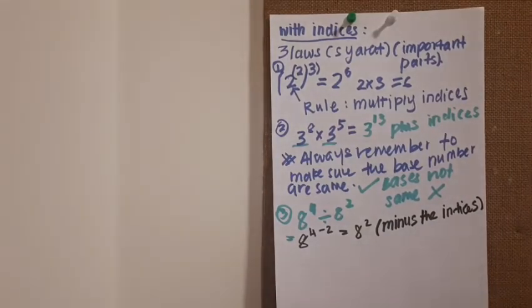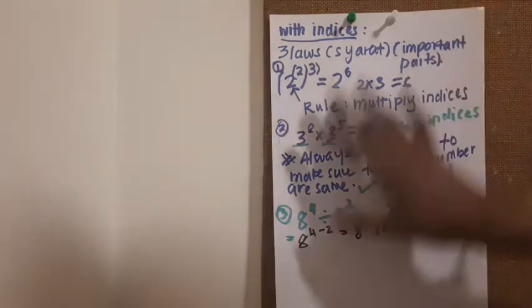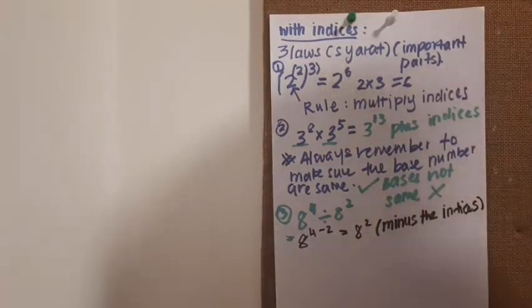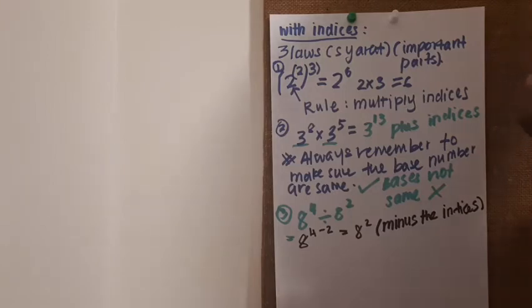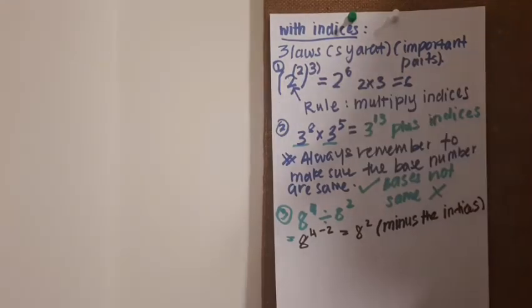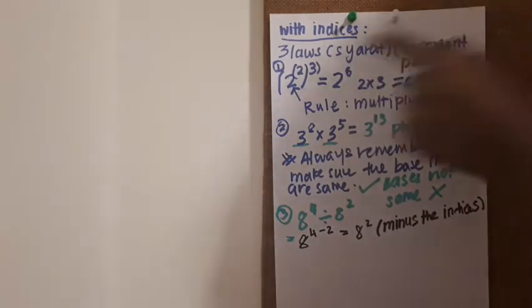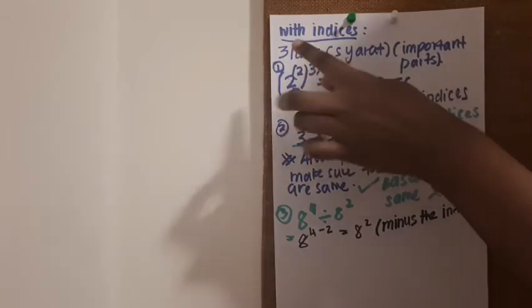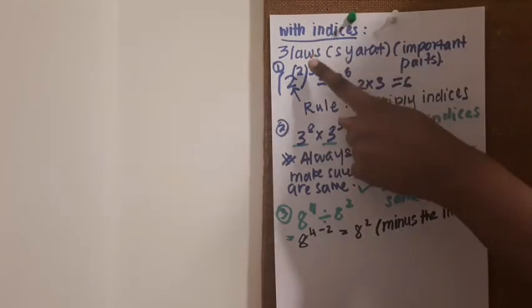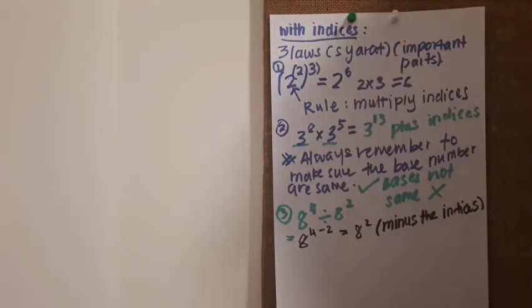Okay, these are the three laws in the indices. Again, let's have a look. For the power, when you power an already existing power or a base, you're going to times the number here to the number outside the bracket and you will get 6.